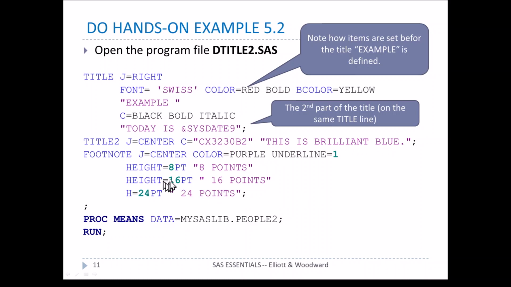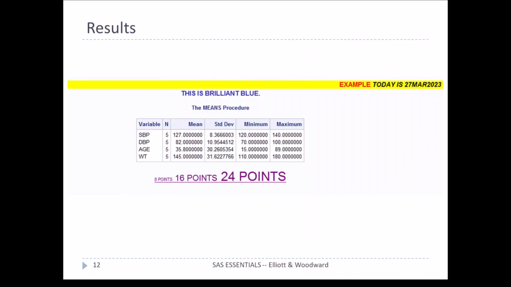And then the footnote, I specify some various heights, as we're going to see in the output, and I'm also going to underline some stuff. So let's see how that works. Run this program, and we should get this kind of output.